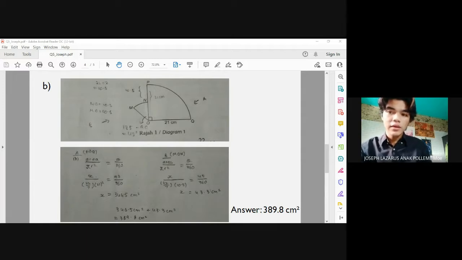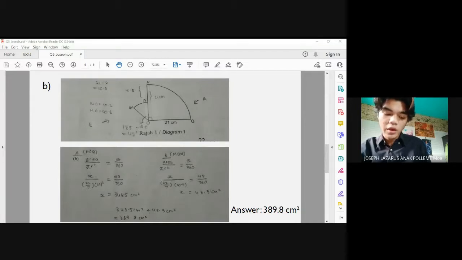To find the area, use area of sector divided by pi r squared equal to theta divided by 360 degrees. For MON, we know that the angle is 135 minus 90 degrees equal to 45 degrees.